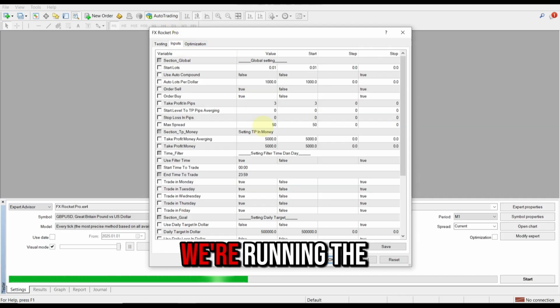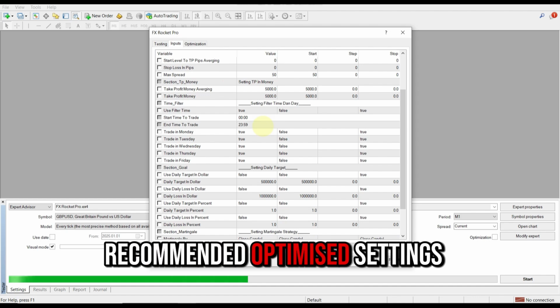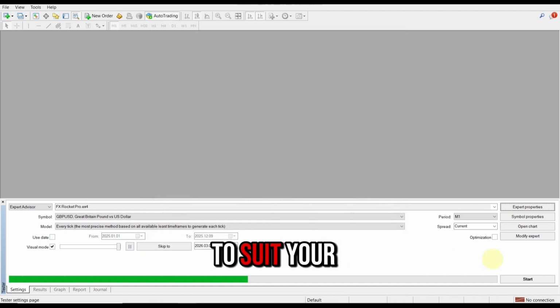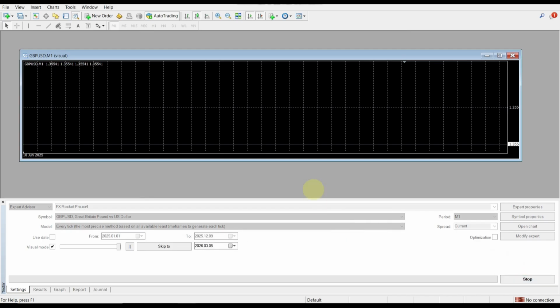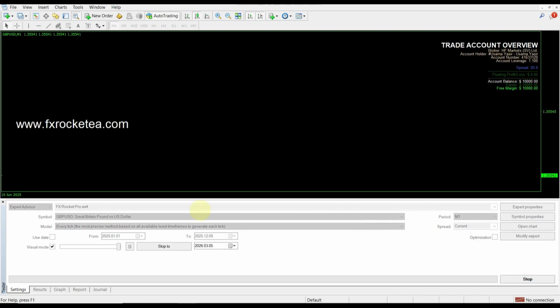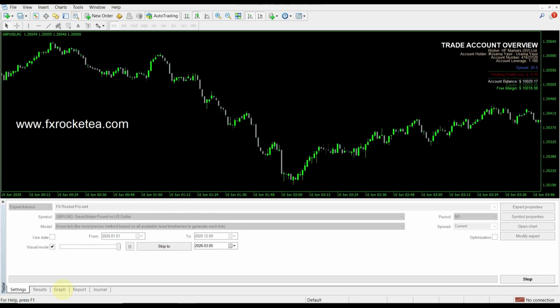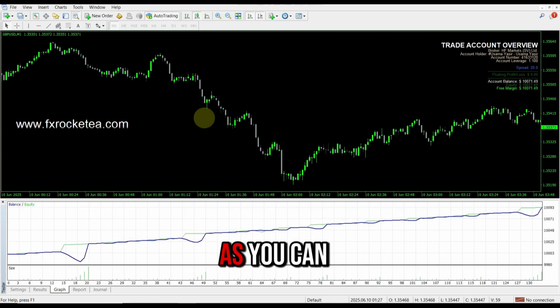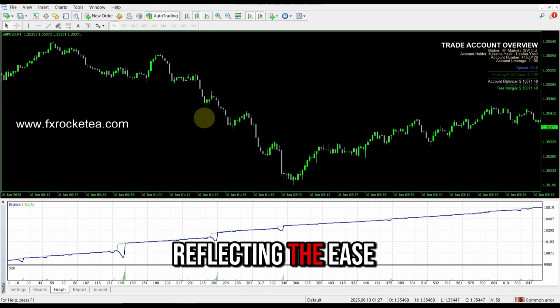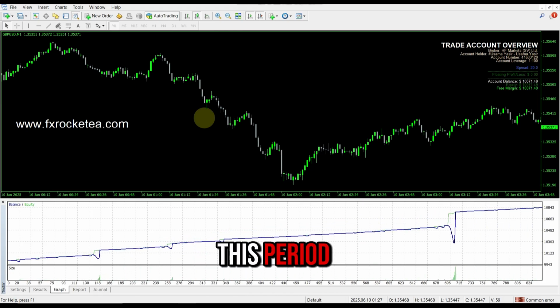In this setup, we're running the EA with its recommended optimized settings. You're free to adjust these values to suit your own trading style. As you can see, the equity curve is gradually rising, reflecting the EA's trade management over this period.